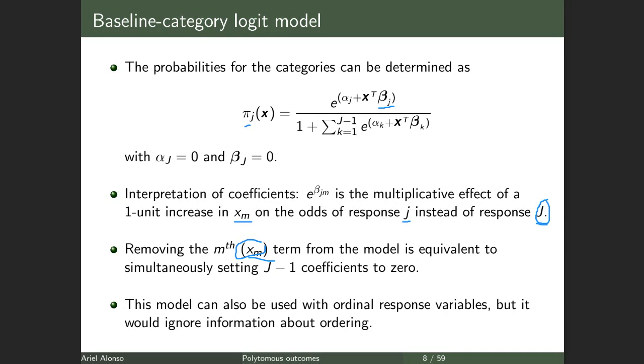Now, as I said before, this model can also be used when you have ordinal responses, absolutely. But in such a case, you will be ignoring information about the ordering, and your results are going to be correct, but you may be losing power. So you may miss certain effects just because you are not using all the information you have available.